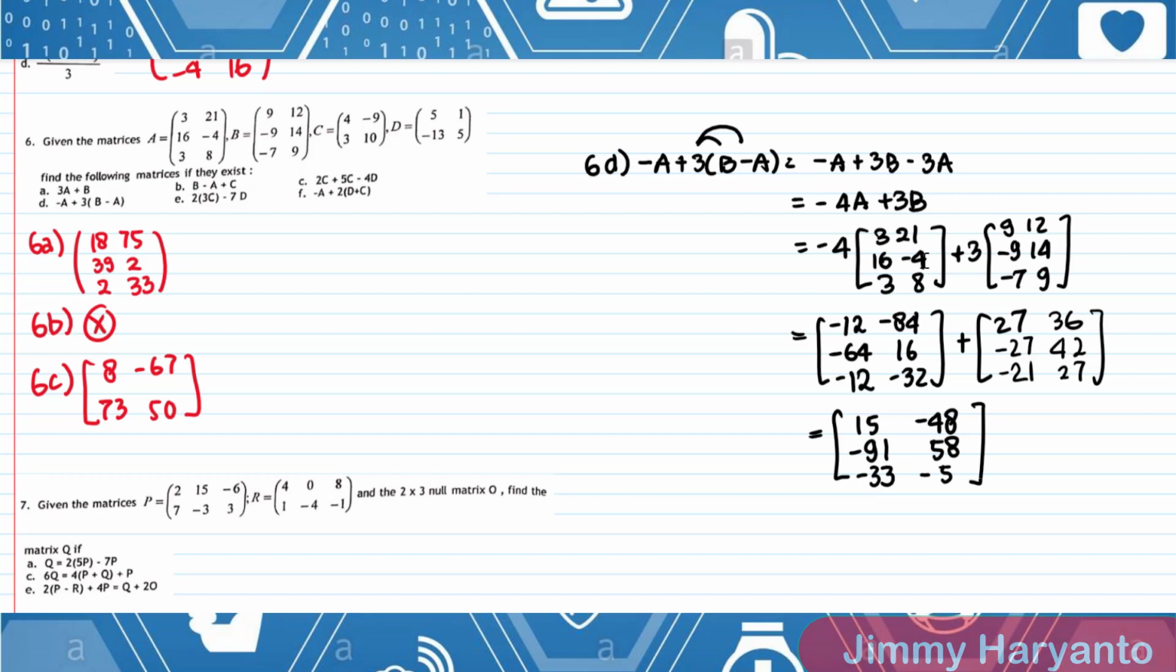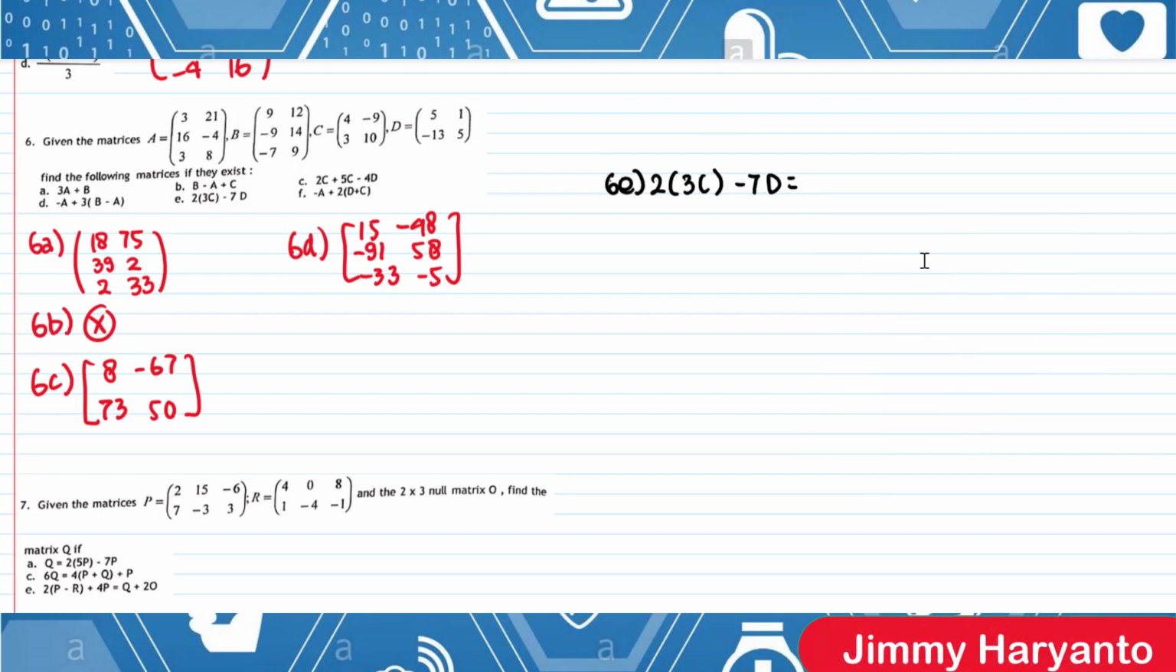Correct me if I'm wrong. So 6D, you have 15, minus 48, negative 91, and then 58, negative 33, and the last one is negative 5. Okay, next is 6E.